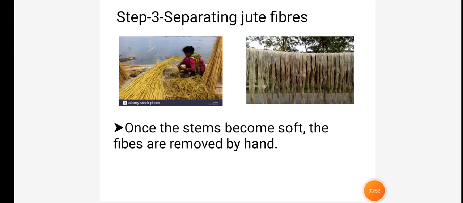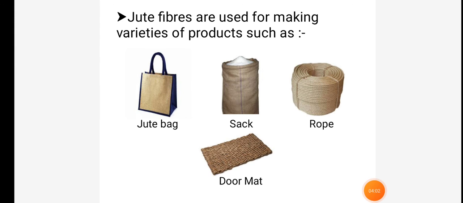Step number 3. Separating jute fibers. Once the stems become soft, the fibers are removed by hand. Then finally, jute fibers are used for making a variety of products such as jute bags, sacks, rope, doormat, etc.